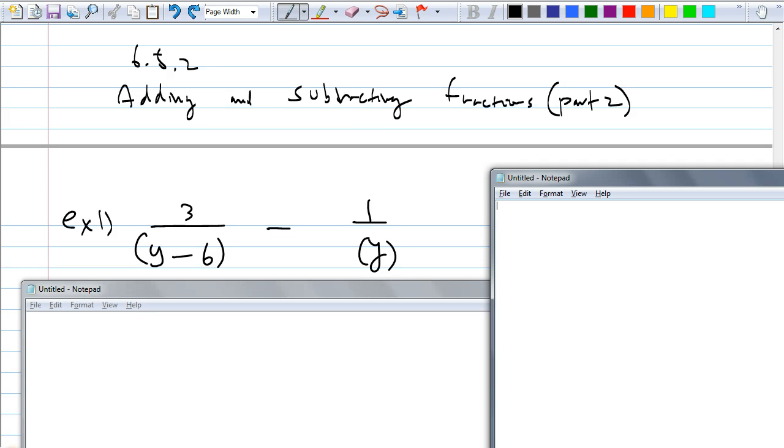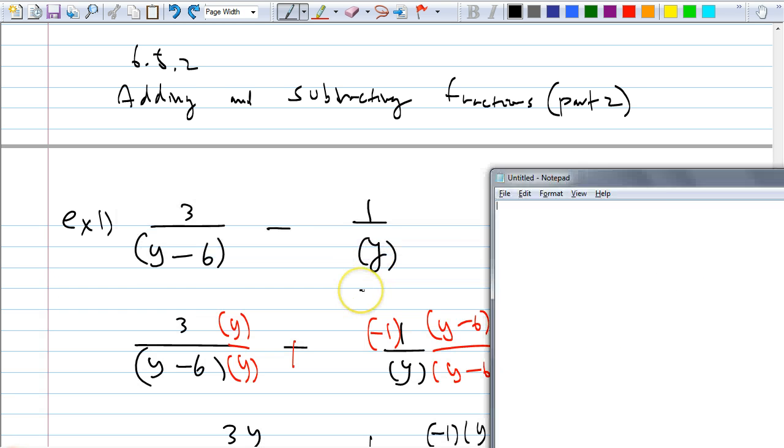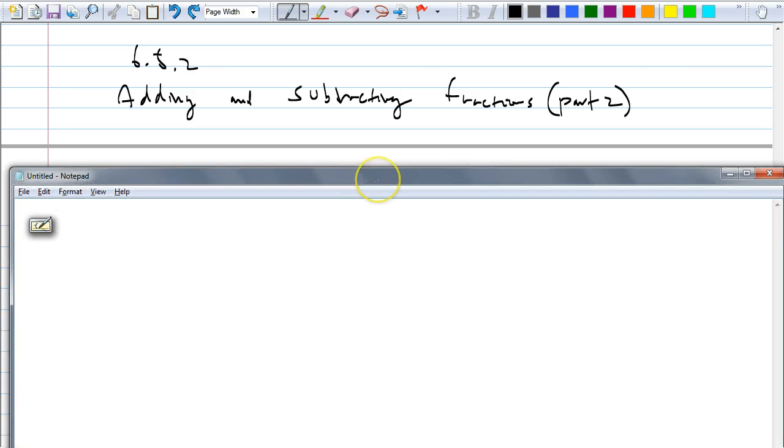Title, same as last time, 6.5.2, adding and subtracting fractions, part 2. The difference this time is, if you may have noticed from your homework, all the examples I gave you, the denominators were just numbers, right? You had numbers, integers, underneath. Guess what we're going to have now?